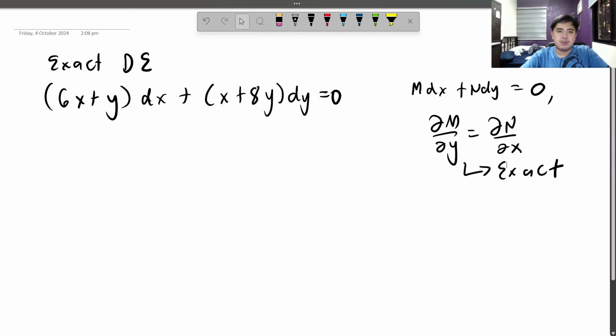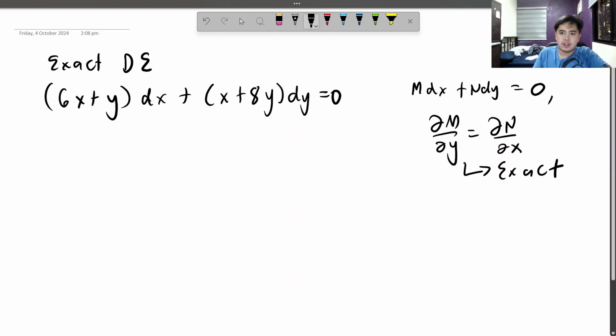In this video, we're going to be discussing exact differential equations. And before us is a problem: (6x + y) dx + (8x + 8y) dy = 0. Now, the astute of you might think this is a homogeneous differential equation, and you would be right. You can use the methods of homogeneous DE in order to solve this. But for this one, let's try another method, the exact differential equation.